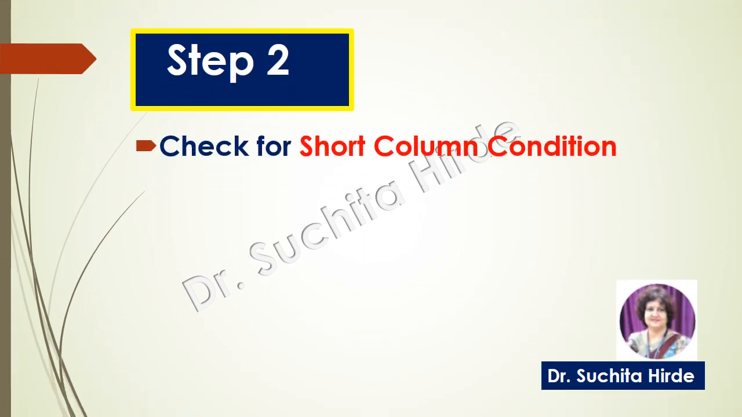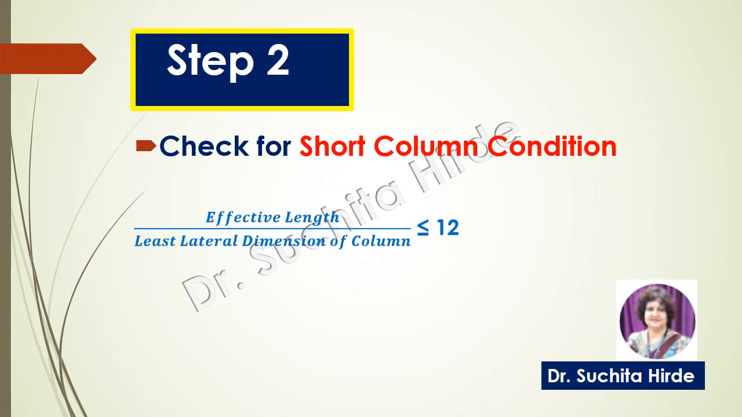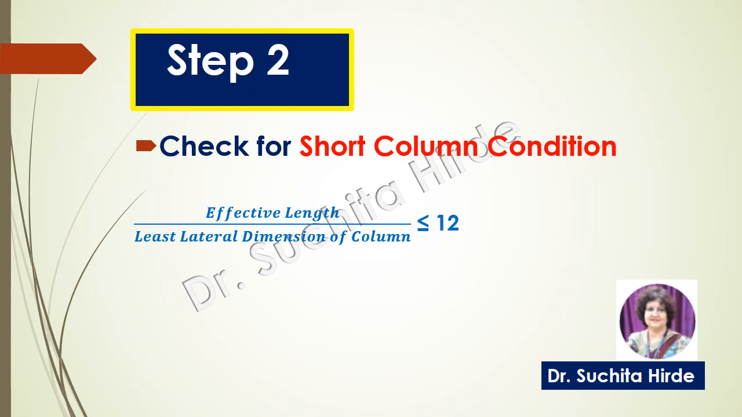The next step is to check whether it is a short column or not. For that we will calculate the ratio of effective length to least lateral dimension of column. So here effective length is 3 meter and diameter of column is 400 millimeter. If you calculate the ratio, it will be 7.5, which is less than or equal to 12, and therefore it is a short column.